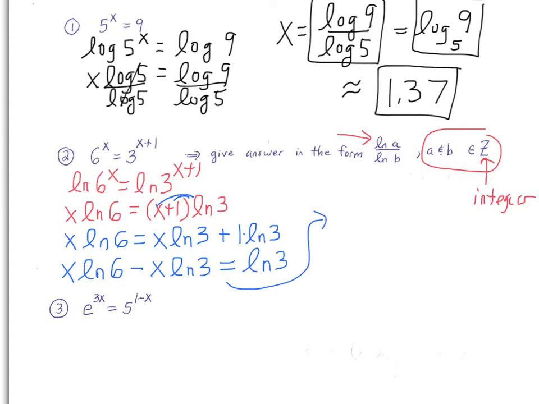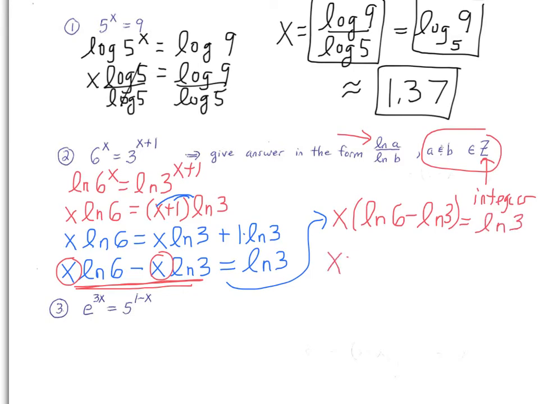The reason we want to do this is so that if we look on this side where we have our x's, we can pull out an x as a GCF. So we're going to go from seeing 2 x's to only 1 x in the problem. If I pull out an x as a GCF, I'm left with ln of 6 minus ln of 3, and all this is equal to ln of 3. Well, from there, to get x alone, I would just divide over what's being multiplied by it. So I have ln of 3 divided by ln of 6 minus ln of 3.